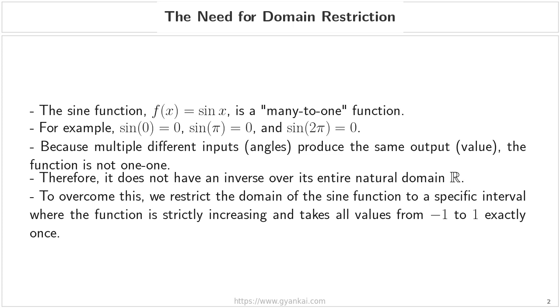To overcome this limitation, we must restrict the domain of the sine function to a specific interval. We are looking for a section where the function is strictly increasing and takes every value from -1 to +1 exactly once. This will allow us to create the bijective condition we discussed earlier, which we will define in the next slide.